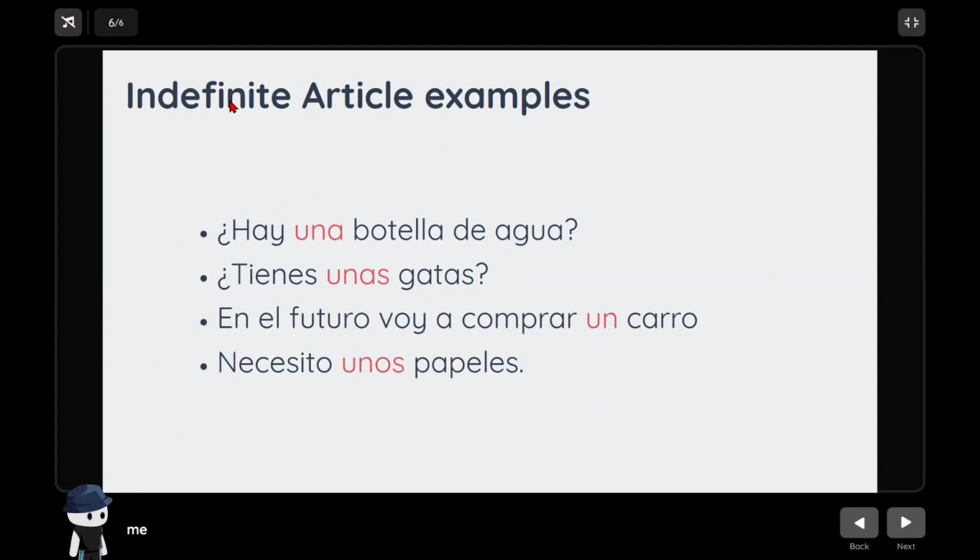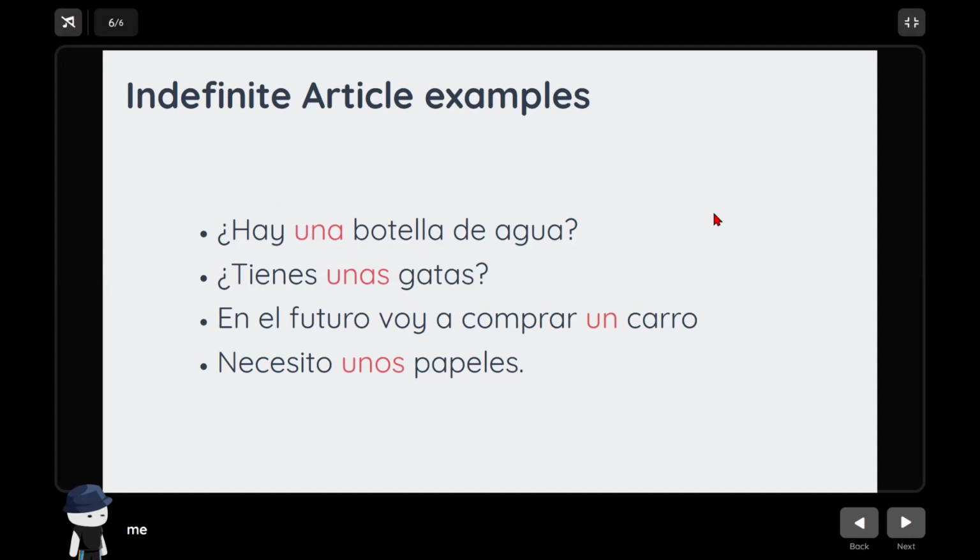For the first sentence, it says "hay una botella de agua." Most people would say, "Oh, agua, I can recognize what this is, water," right? This question is asking, is there a bottle of water? You have a bottle of water somewhere, right? Is there a bottle of water? Una botella de agua, right?